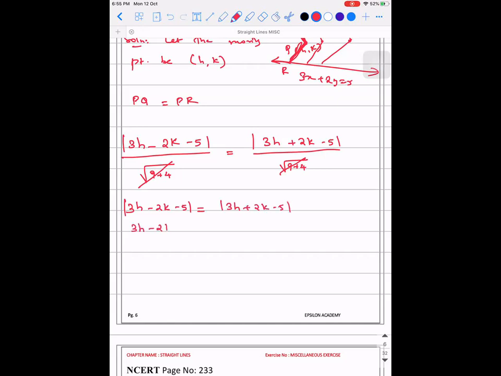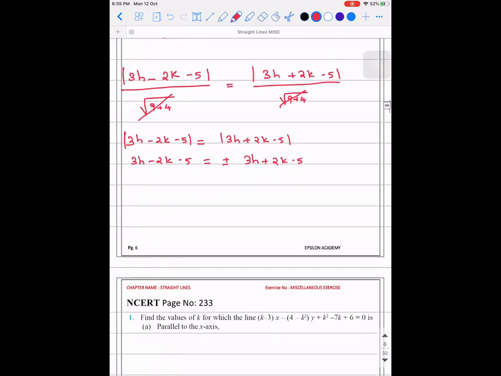So 3h minus 2k minus 5 is equal to plus or minus of 3h plus 2k minus 5. So 3h minus 2k minus 5 will be equal to, take plus ones. Similarly, 3h minus 2k minus 5 is equal to minus 3h minus 2k plus 5. Here 3h and 3h will get cancelled. This and this will go out. 4k is equal to 0, which implies k is equal to 0.